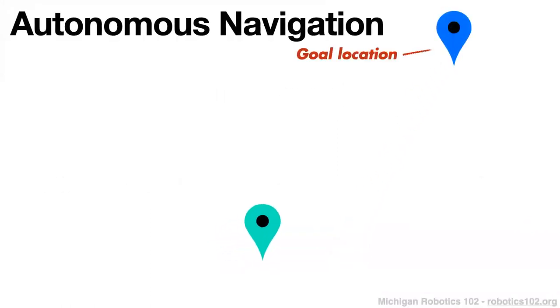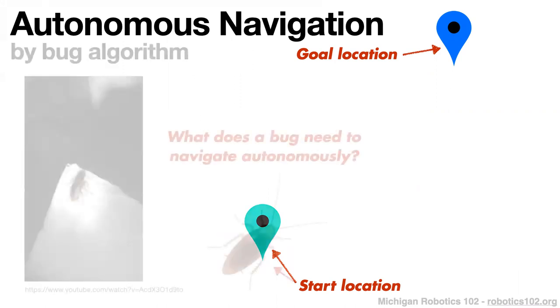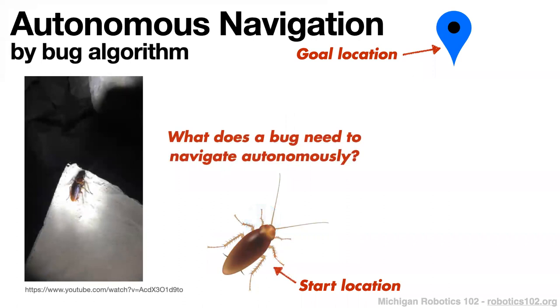So when we're thinking about what we want to accomplish for this, we really have to think about our inputs as some arbitrary start location and an arbitrary goal location that's going to be given to us by a user. We're going to explore a couple of ways to think about how we do this problem, but we're going to start by thinking about it from the perspective of a bug.